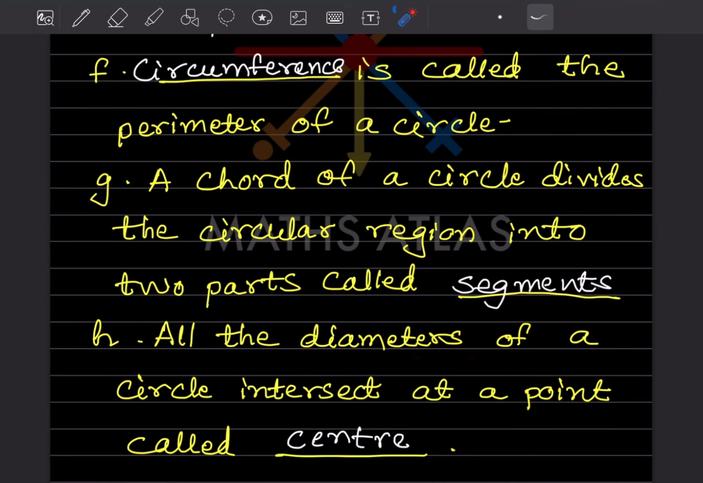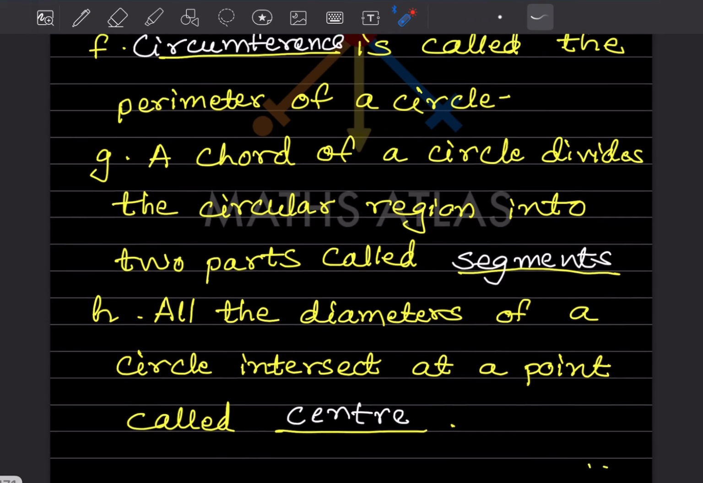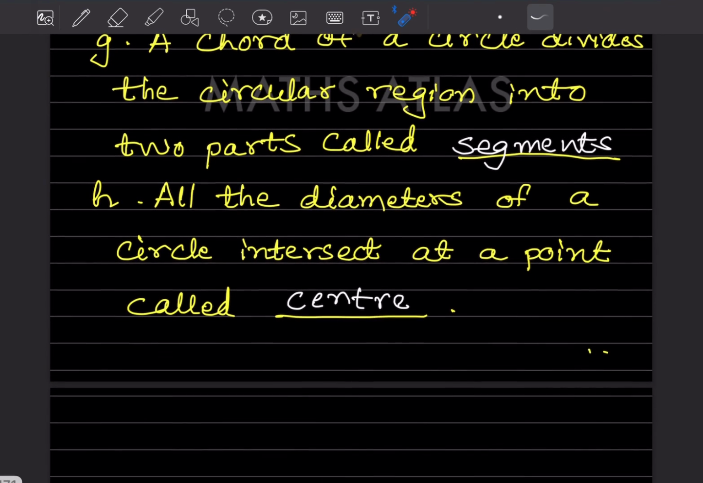All the diameters of a circle intersect at a point, the center. So now you can see these are all the diameters. They intersect at this point. All of these can be diameters. So they intersect at this point, that is called the center. So by this we have completed today's work.